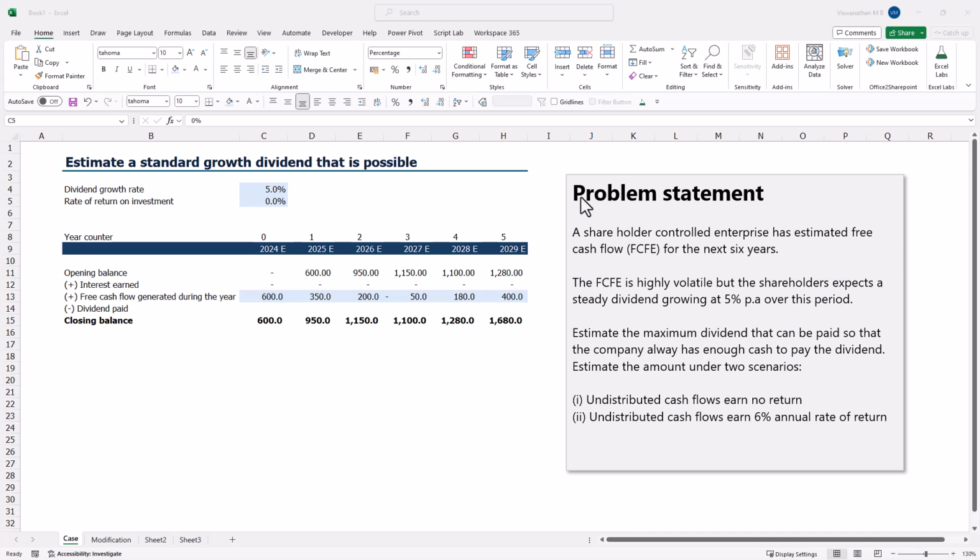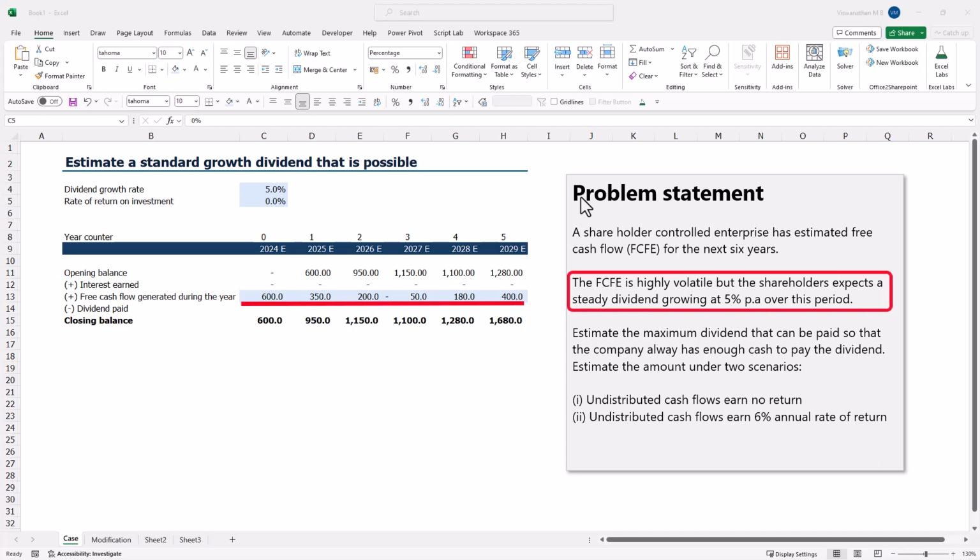Hi everyone. In this video, I'm going to take you through an interesting financial problem and I'll also discuss the solution with you. So a family controlled enterprise has estimated the free cash flows for the next 6 years. These free cash flows are available for paying dividend. But as you can see here, the cash flows are highly volatile. It's 600 in 2024, whereas in 2027, it's turning negative 50.